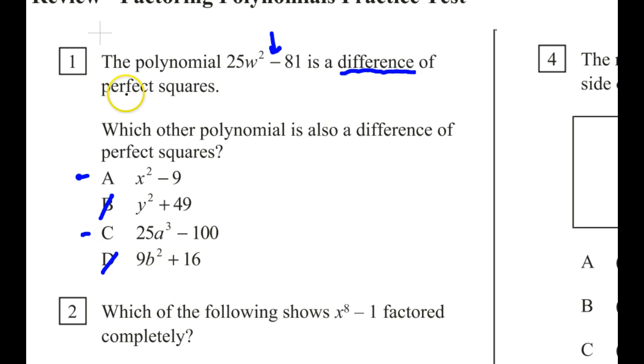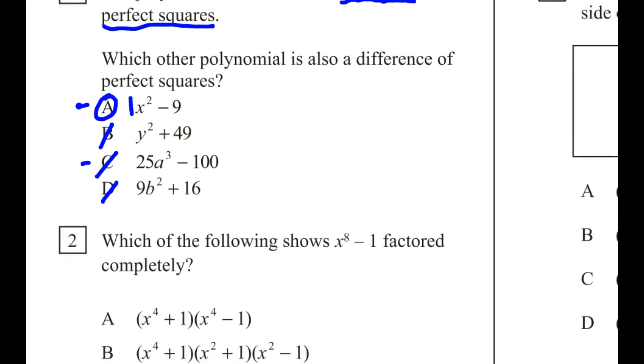And perfect squares. Okay. Now this includes variables. Perfect squares includes variables. So if you look in here, you can see the variable here is squared. The number is 1, and we have a 9, which is 3 squared. Here we have a 5 squared and a 10 squared, but the variable is not squarable, meaning it's basically an odd exponent. We can't take the square root of that. So C is out. That leaves us just with A. That's the only other difference of squares there.